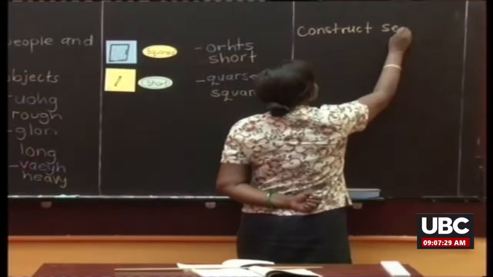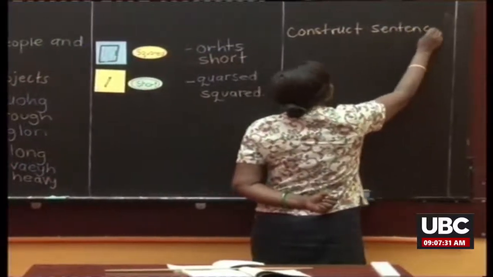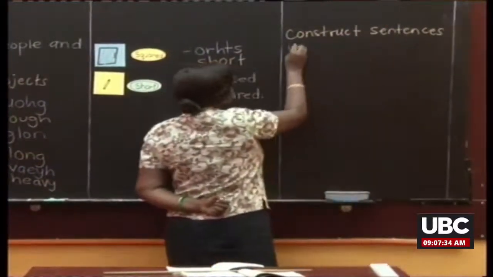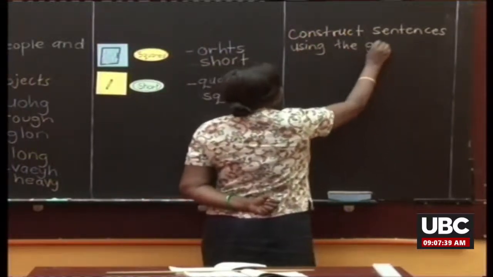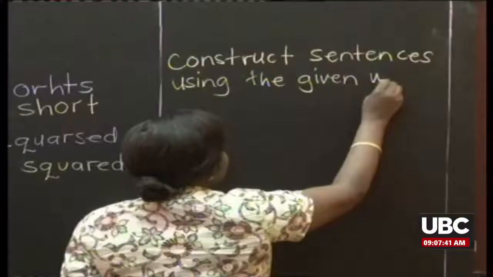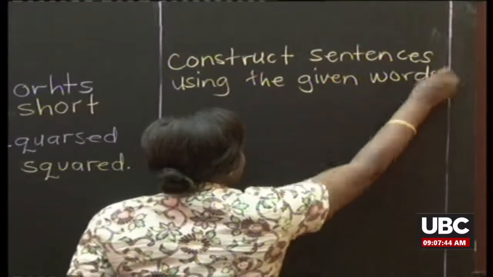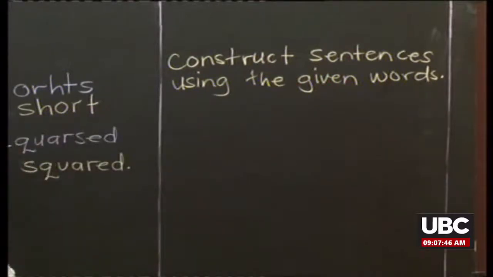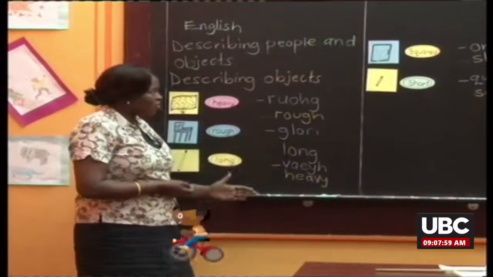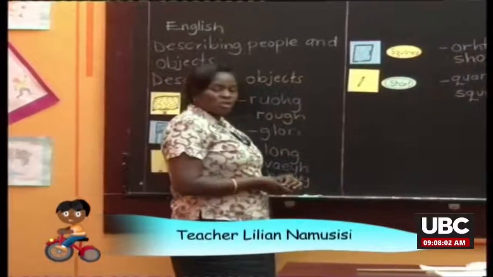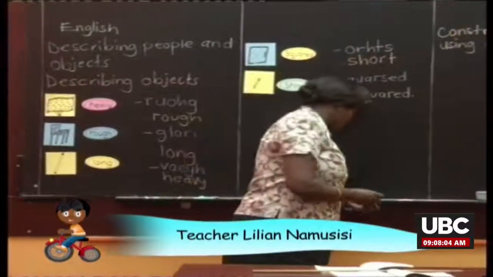Construct sentences using the given words. So that's our instruction. Construct sentences using our given words. Which words? The words we have looked at when we were describing our objects. These are the adjectives which we have looked at, and they are the ones we are going to use when constructing sentences.